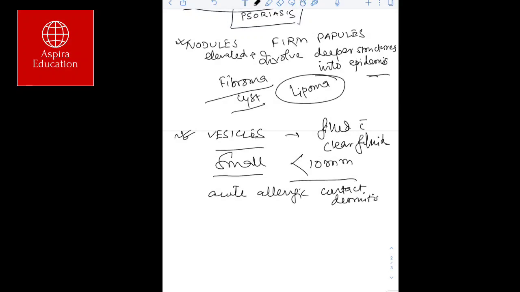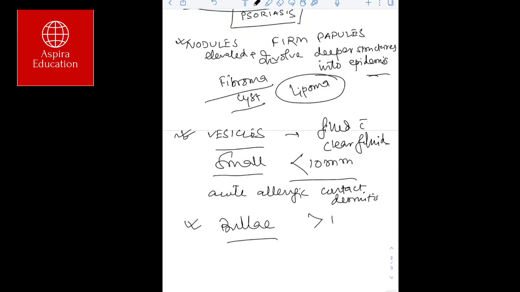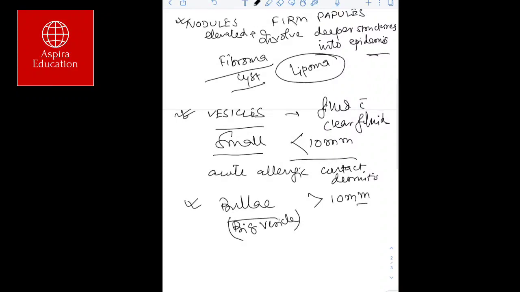Okay. Then, do we have a bigger brother of vesicle? Yes, we have, and they are known as bullae. So bullae is also filled with clear colored fluid, but they're actually big vesicles. Bulla means big vesicle, and they are more than 10 millimeter in diameter.